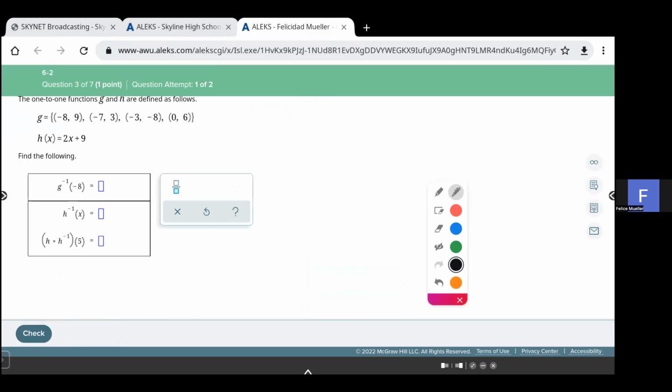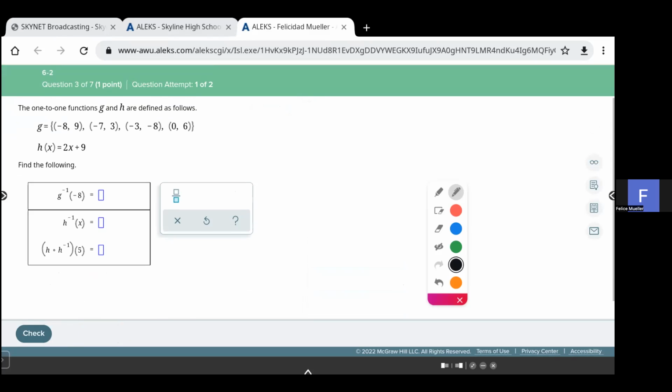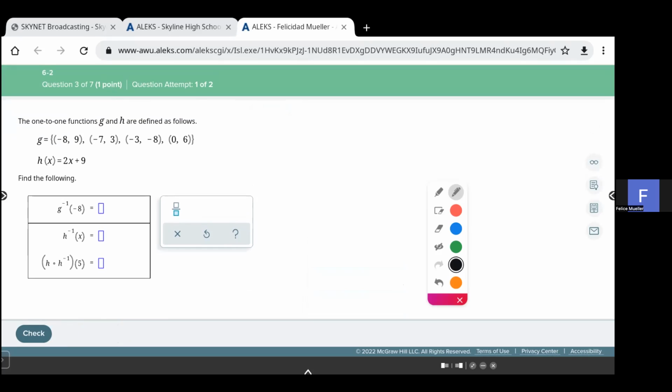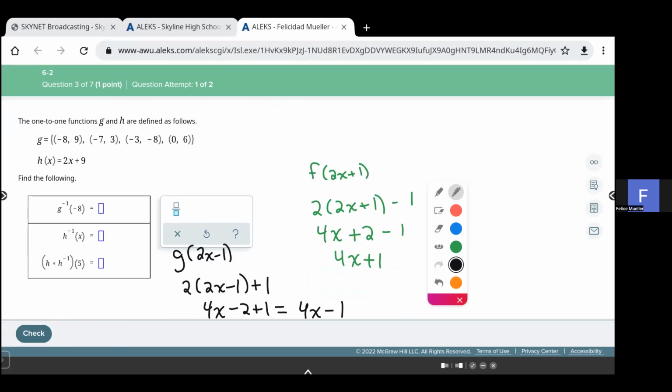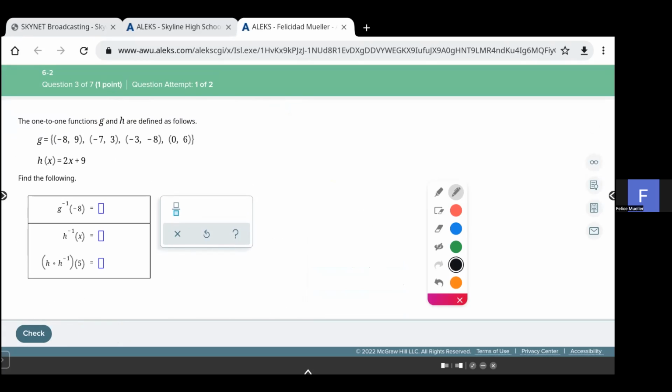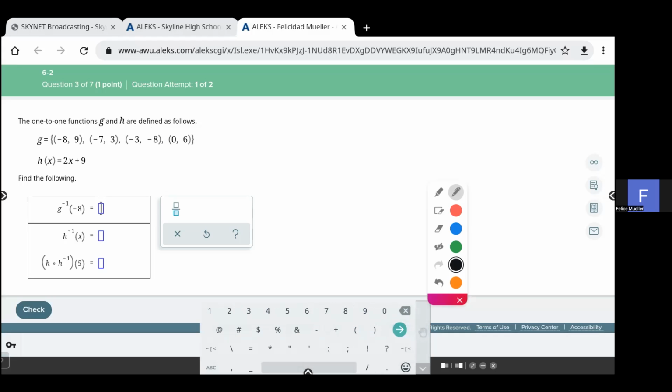All right, so for the one-to-one functions, G and H are defined below. Find the following. So for part 1, what you're looking for is you're going to find the y value that has this here in the set, because this is my list of coordinate points. So you're going to look for the one that has the y value of -8, and that x value is going to be your answer. So in this case, it's going to be -3. My other hint here is going to this last one. If they are truly inverses of each other, your input is also going to be your output. So I'm just going to put 5 there.